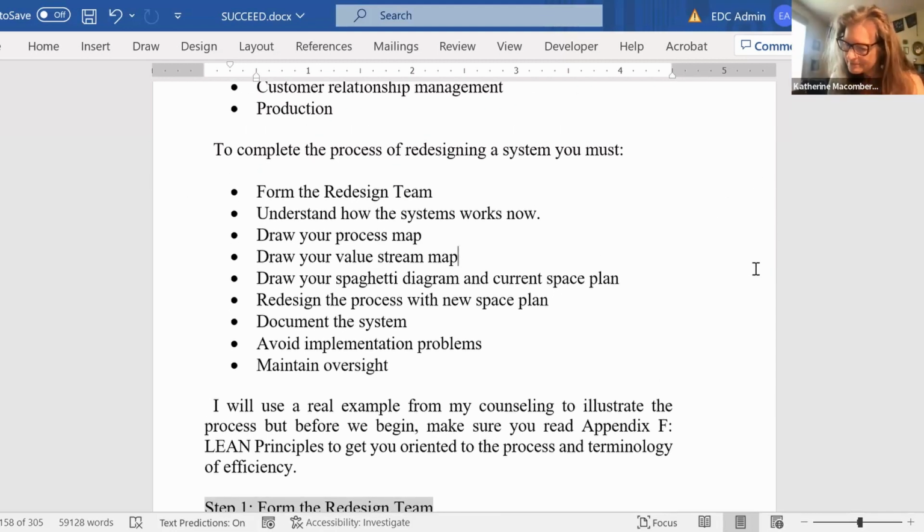Yes. Okay. So what we went through again was forming the redesign team. That was everybody who touched the system, understanding how the system worked. It was very inefficient. We drew their process map and their value stream map, which had information in it, and their spaghetti map that pointed out serious issues. We redesigned the process with the new space plan. We documented the system, and we avoided implementation problems by continually reinforcing that it's a discussion before every production run, once a month to improve the system, and we maintained oversight on that too. So any questions about this?